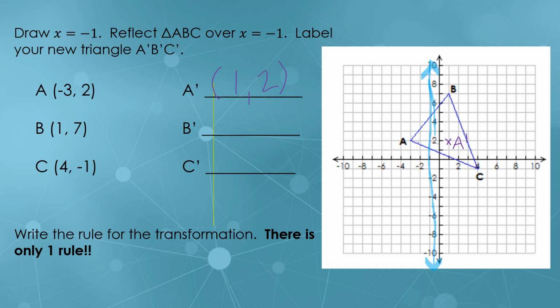B is 2 units to the right, so you're going to count 2 units to the left for B prime, and that puts us at -3, 7. And finally, C is 1, 2, 3, 4, 5 units to the right, so we'll count 5 units to the left. And that puts us at -6, -1. Connect your points, and then your rule is your lowercase r with your subscript of x equals -1.